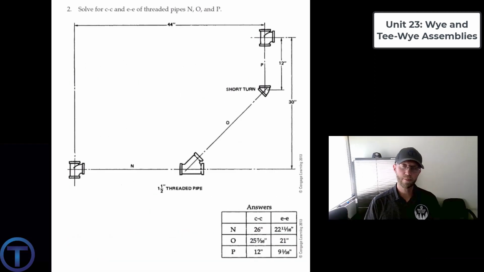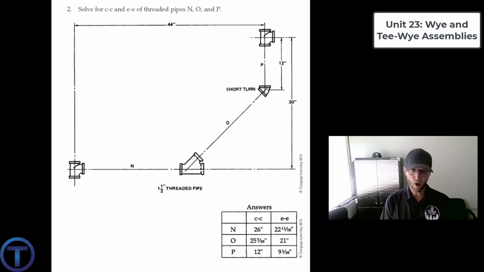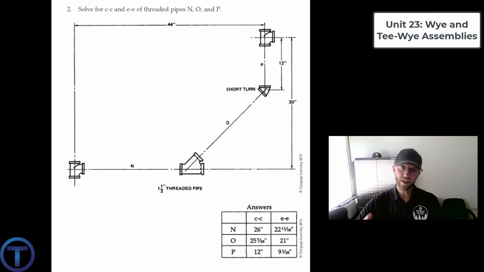Let's move on to sample problem 2. It says solve for center to center and end to end measurements for N, O, and P. We have a very different diagram than the last one we looked at, right? But you'll notice that in place of certain fittings, we do have sanitary T's and a Y that we're dealing with, and then a normal 45.